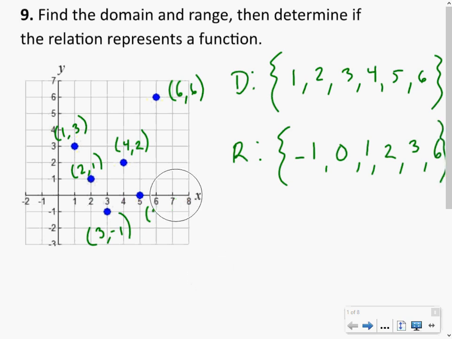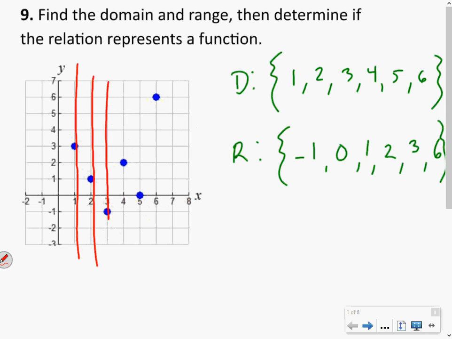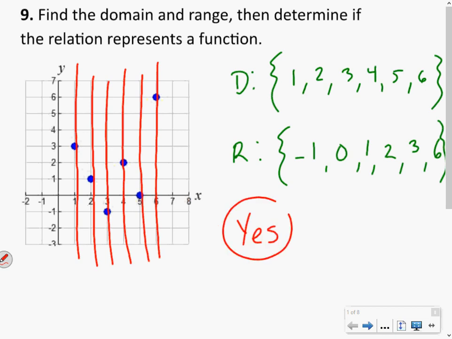Now I'm going to erase these points here because we need to do our vertical line test. Okay, if I draw a vertical line, I need to make sure it's only crossing through one point at a time. And we can see if I test every single point on here, it's only going to cross one at a time. So yes, this represents a function. Even though it's discrete, it's still a function.